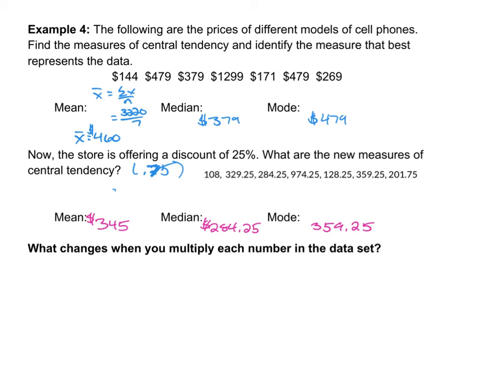After we multiply by that 0.75, we should have come up with our new numbers. Basically applying that discount, we'll come up with $345 for your mean, $284.25 for your median, and $359.25 for your mode. Now, what ended up happening here? Basically, all of the data also changed by taking off 25% of each of the mean, median, and mode.